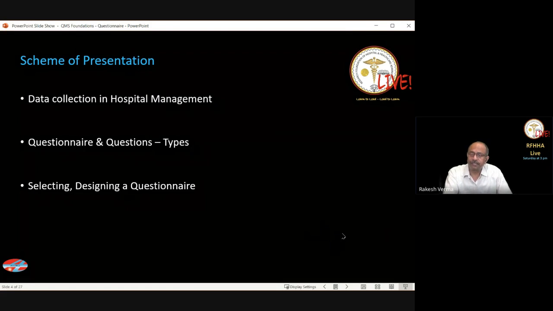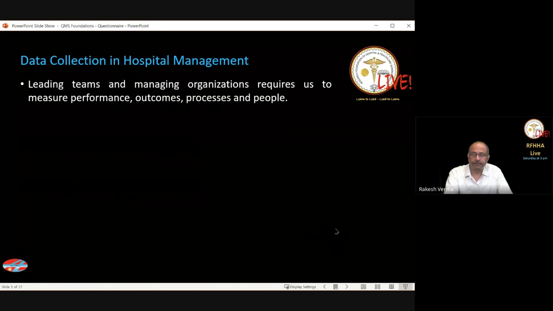Next, we will address the questionnaire and the question types. What are the types of questionnaires and what are the types of questions within a questionnaire? We will address these two things, and then we'll see how to select and design a questionnaire. So these are the three broad areas that we will cover.